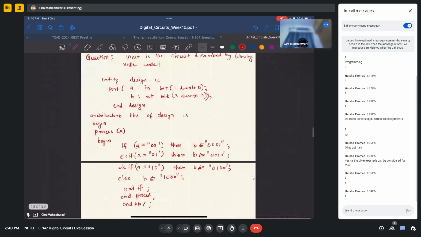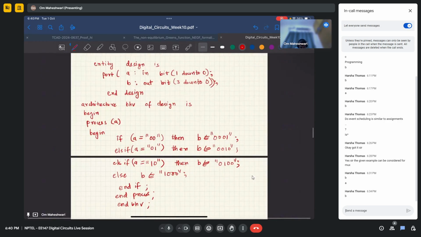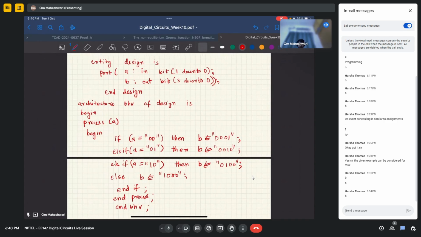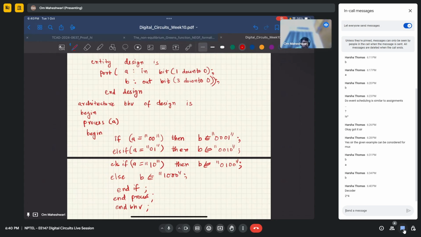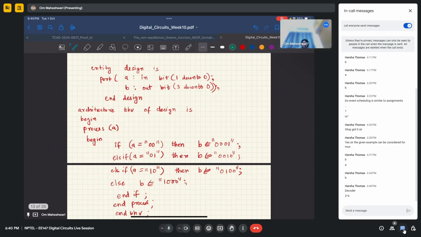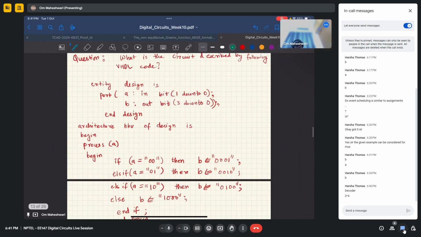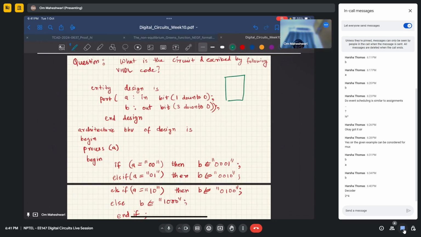Okay, so this is your code. Can anyone tell me what this circuit is? Okay, this is a decoder, correct? What kind of decoder? Yeah, a 2x4 decoder, right? So it is clear, reading VHDL code is pretty straightforward.